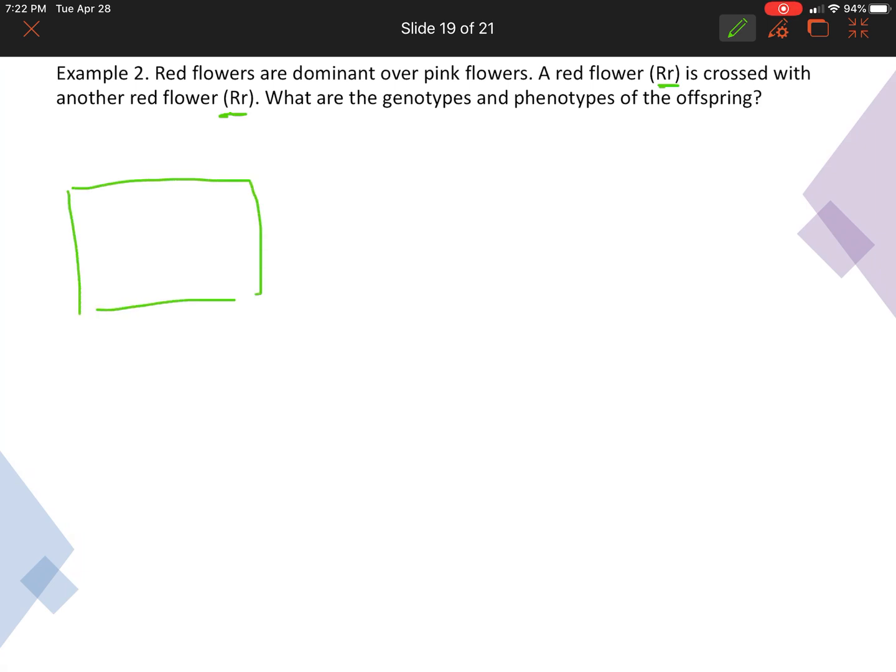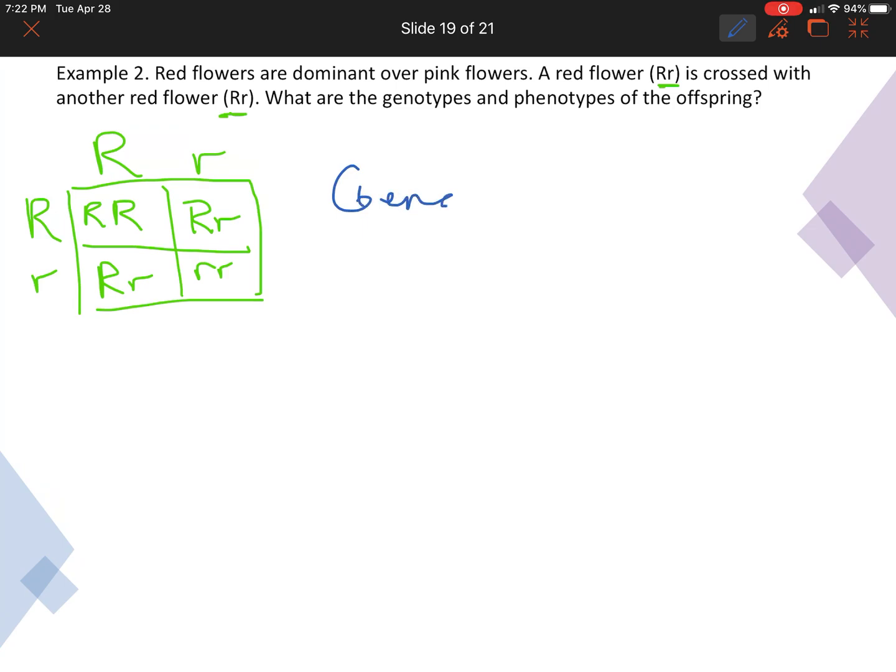First step, draw your Punnett square. Red flower at the top, capital R, lowercase r, and on the side, capital R, lowercase r. Now we just fill in the squares. This one here is going to be capital R capital R, capital R lowercase r, capital R lowercase r, lowercase r lowercase r. So this is our Punnett square. I've done the crosses here. Now I'm going to fill in my genotypes and my phenotypes. Okay, so genotypes.